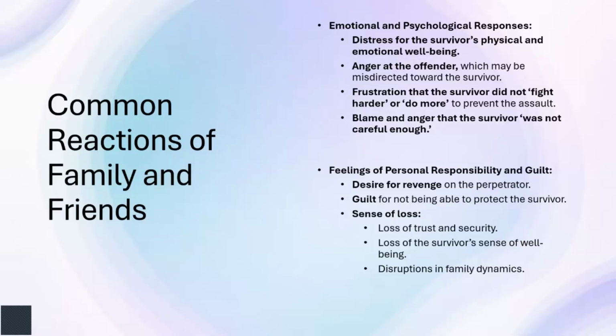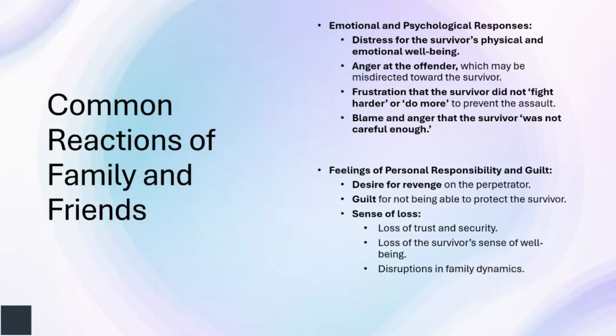And it could accidentally also be misdirected toward the survivor. Especially with adolescents, like, hey, you weren't supposed to be at this party in the first place, and now this happened. So there are lots of different emotions that can happen. Frustration that the survivor didn't fight harder: why did you just let them sexually assault you? You didn't even try to fight back, or why didn't you do more to prevent the sexual assault? And then there's that blame and the anger that the survivor was just not careful enough.